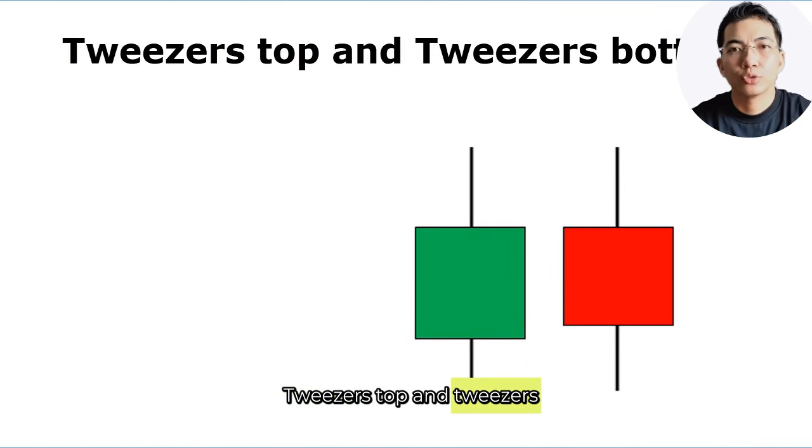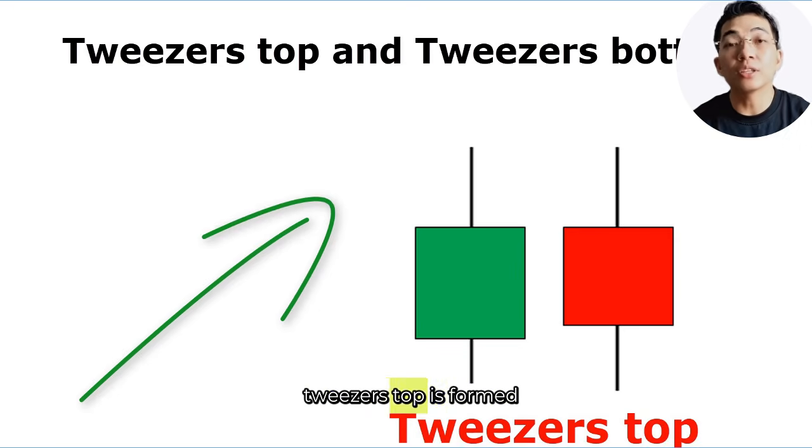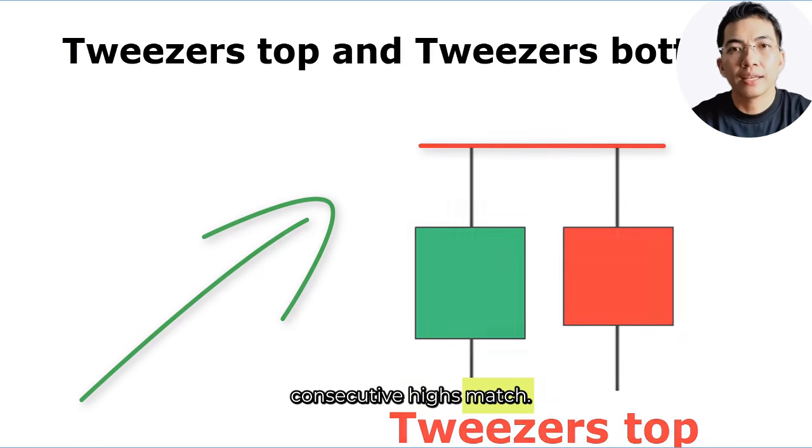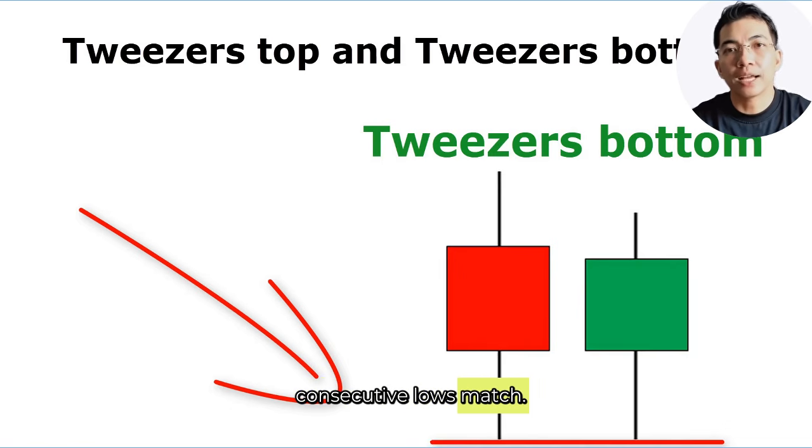Tweezer's top and tweezer's bottom are the candlestick version of support and resistance. Tweezers, in fact, are two or more candles with the same highs or same lows. In an uptrend, a tweezer's top is formed when two or more consecutive highs match. In a downtrend, a tweezer's bottom is formed when two or more consecutive lows match.